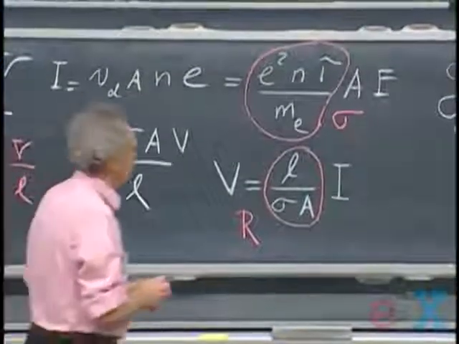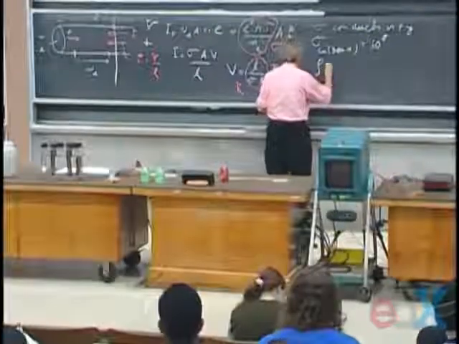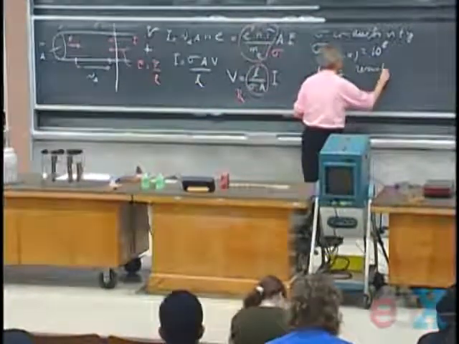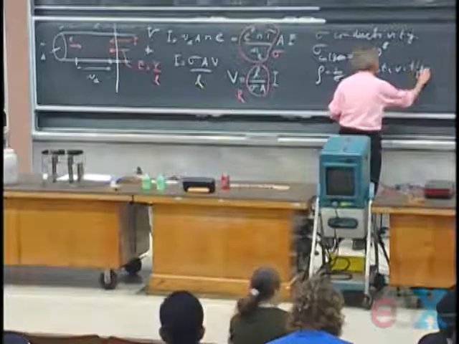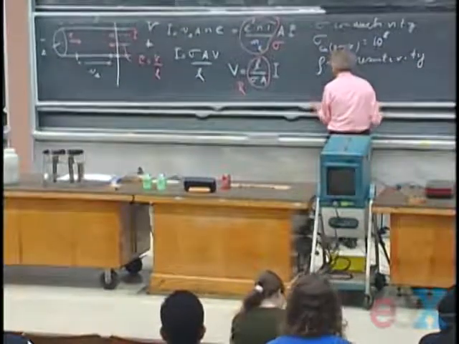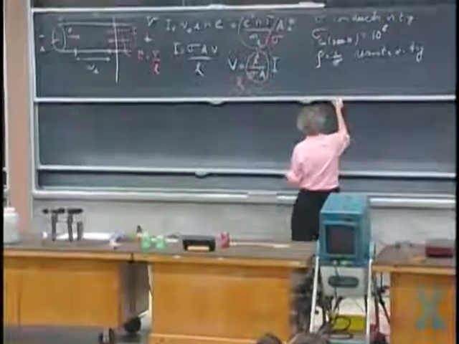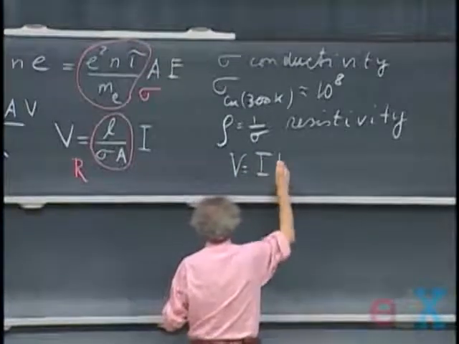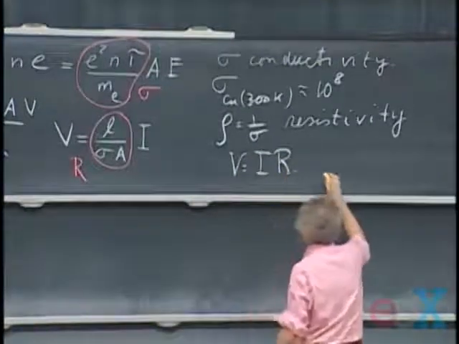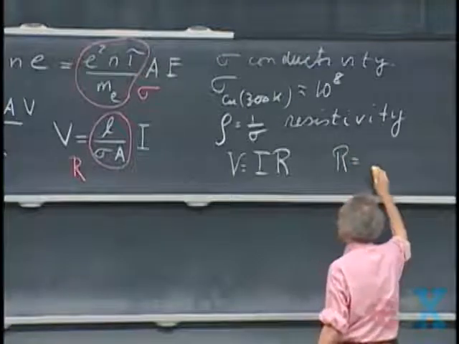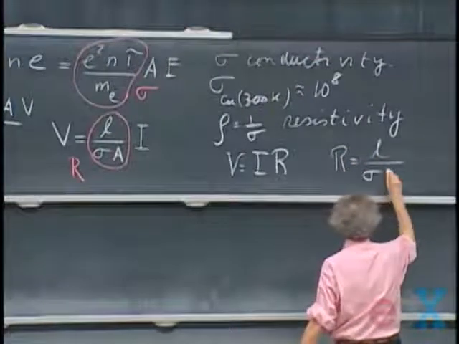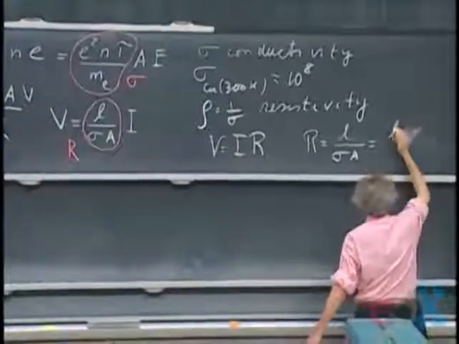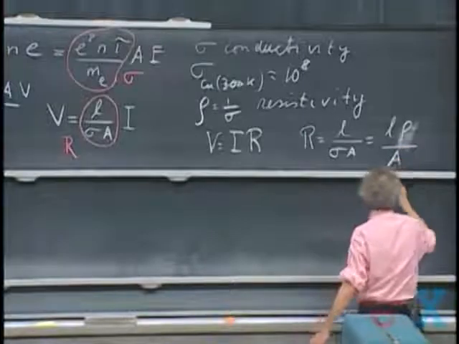We often write down rho for 1 over sigma, and rho is called the resistivity. So either one will do. So you can also write down, V equals IR, and this R then is either L divided by sigma A or L times rho. Let me make it a nicer rho divided by A. That's the same thing.